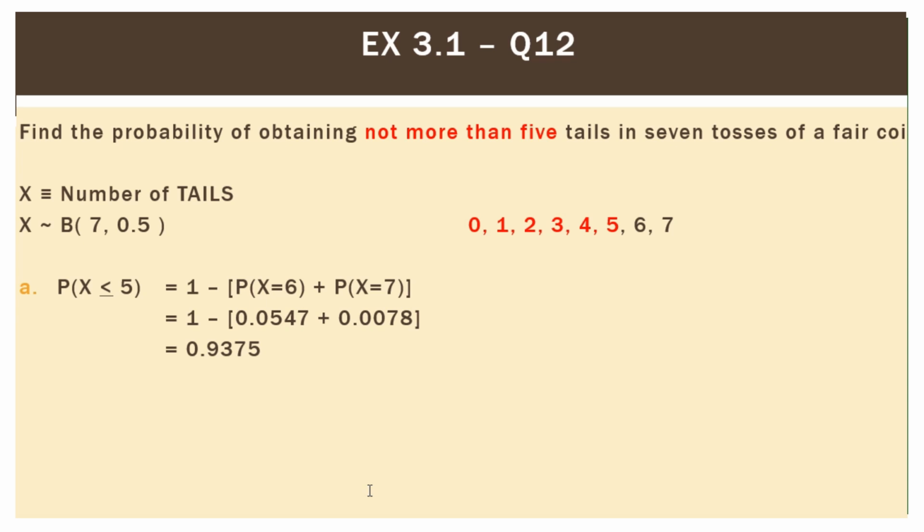Okay, question as we move on. Find the probability of obtaining not more than 5 tails in 7 tosses of a fair coin. So not more than 5 means you want what? 0 to 5, isn't it? Meaning the shortest way to do this is to just do 1 minus 6 and 7. Do you understand? Always find the shortest way. Total probability is 1. So if you want not more than 5, that is 1 minus the probability of 6 and 7. Alright, so you want 0 to 5. So how do you find the answer? 1 minus 6 and 7. All right? Everybody okay there?